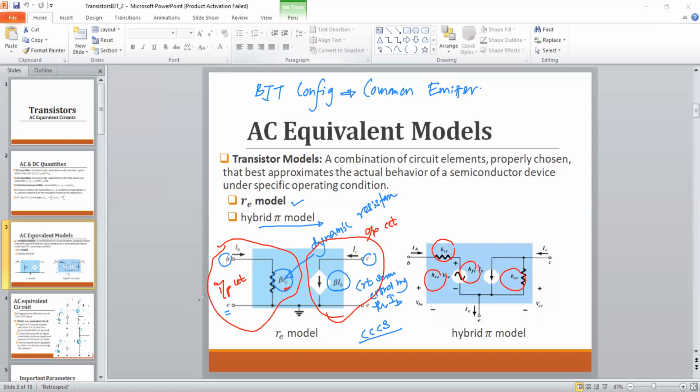The evaluation or analysis is very similar, and we will first select the RE model and see how we can progress in analyzing a circuit in the AC domain. Then it's just a matter of replacing this RE model with the hybrid model. This is your emitter, this is your collector, and this is your base. You can just remove this RE model from the rest of the circuit and place the hybrid model there. Then we have different types of resistors, voltage sources, and current sources in the circuit, so you can do the analysis accordingly.